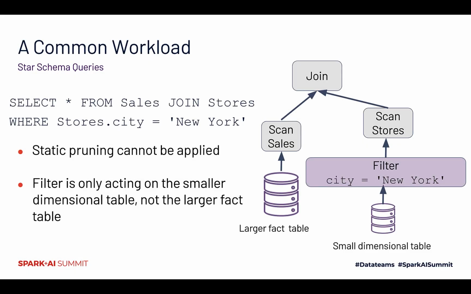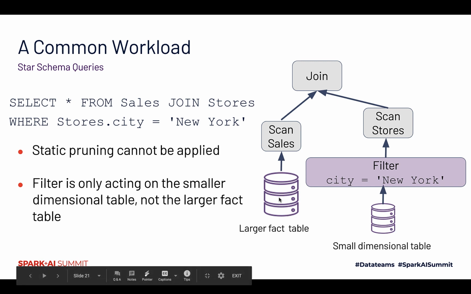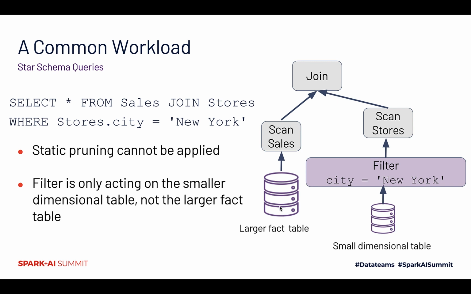However, there are a number of queries where this type of optimization doesn't work. Here's a common example, star schema queries. In this case, we're going to query based on city, and then we're going to join our stores in New York with our larger fact table of sales. In this case, we're not necessarily able to prune the partitions of our larger fact table because it's not organized by city. And this leads to significant loss in performance.